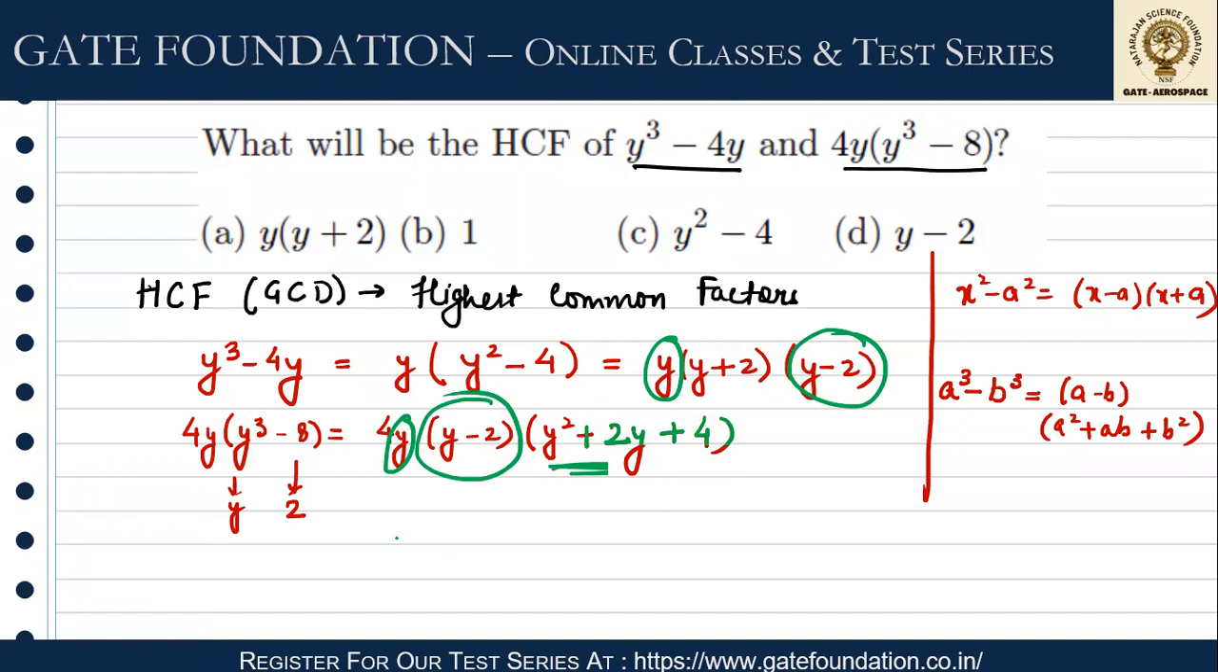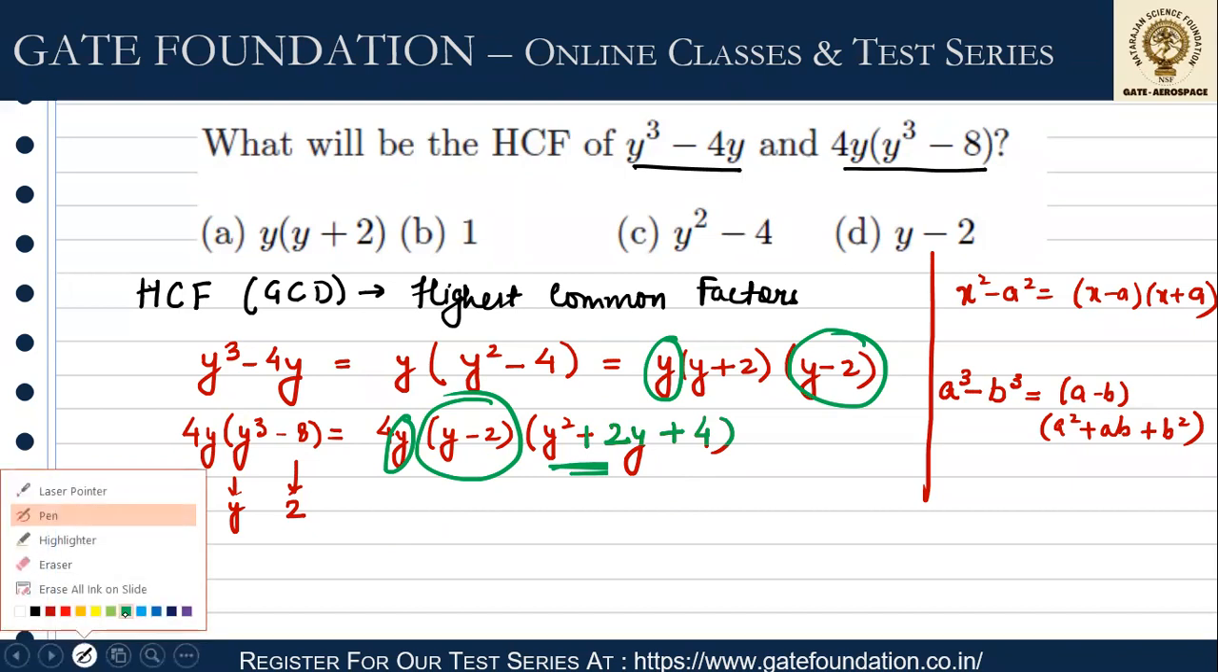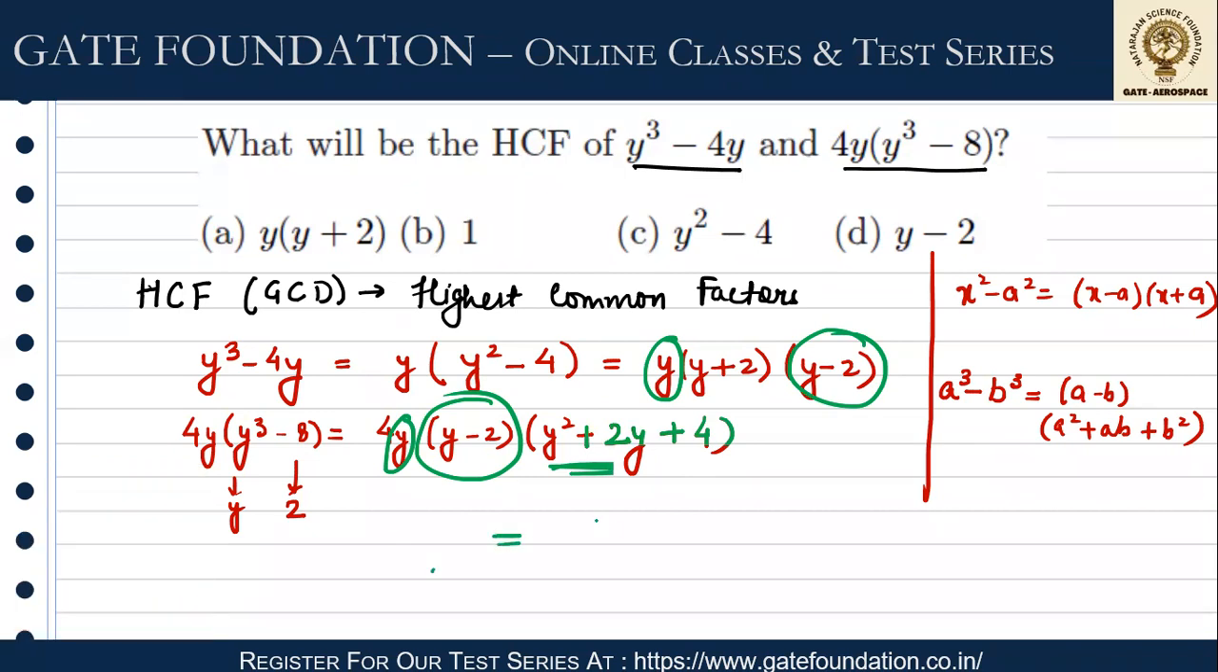Now over here in the question that you see, the correct option is not given. So that is a printing mistake, you can say a typography mistake. The correct answer will be y into y minus 2.